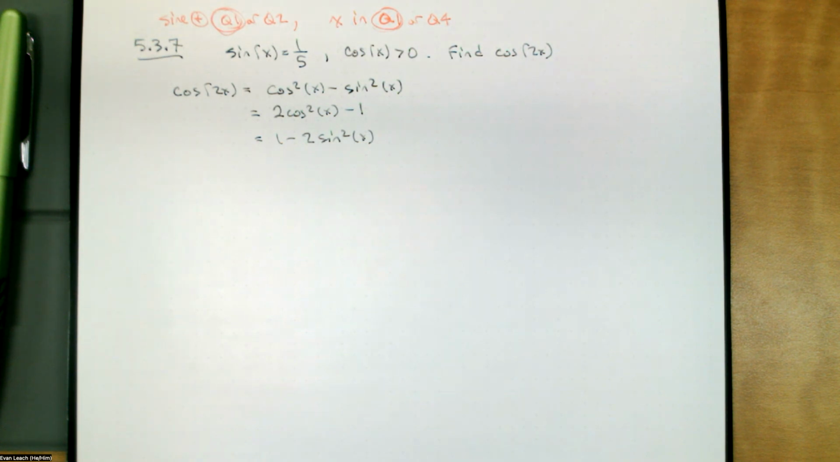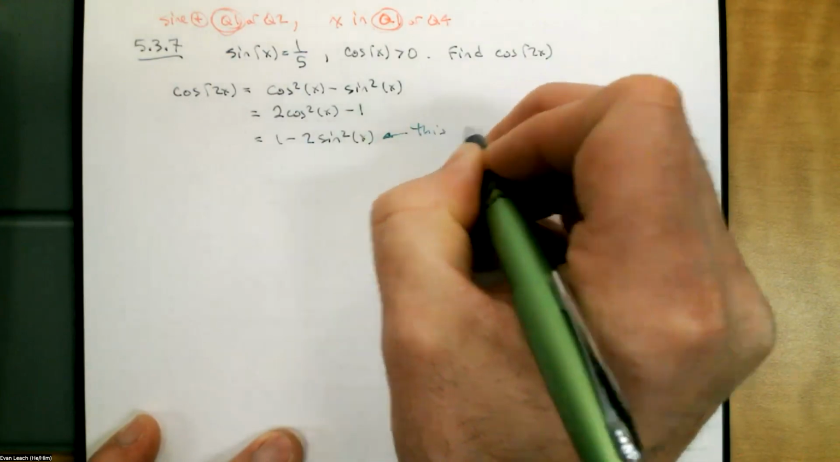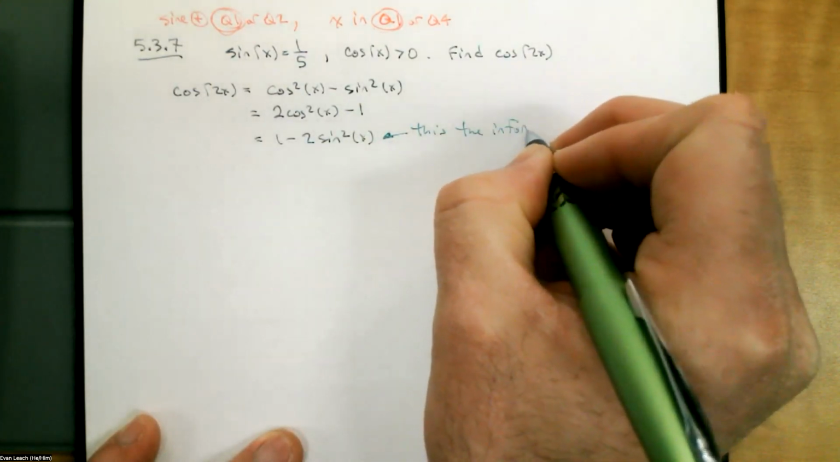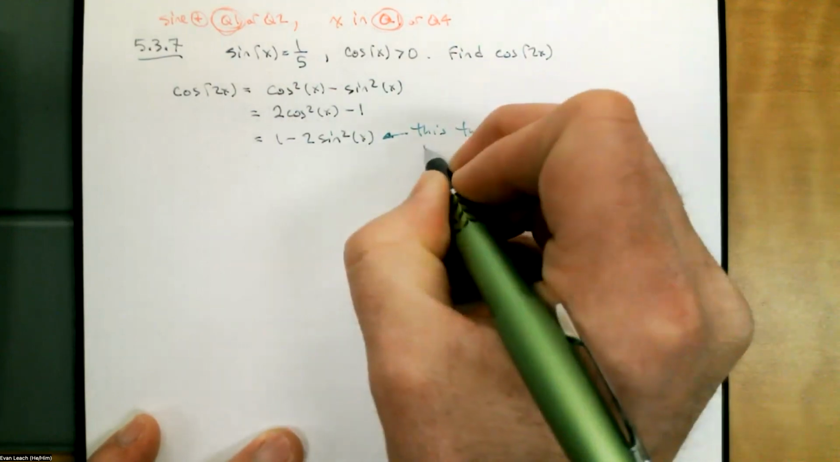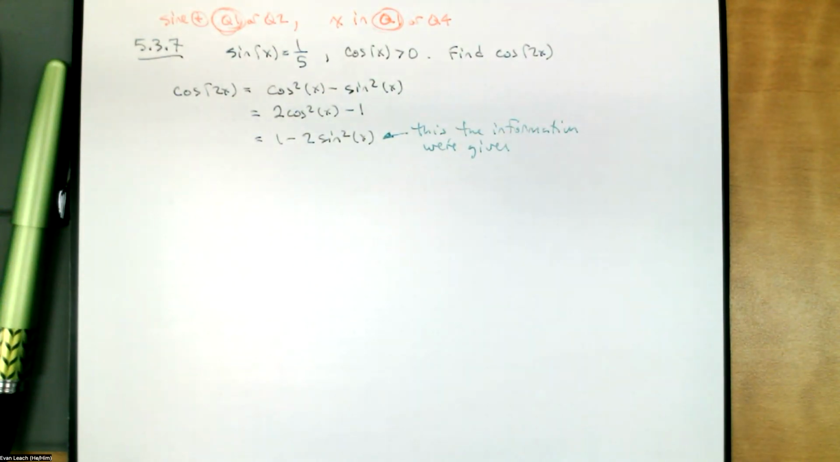We have multiple choices for how we want to get the cosine of 2x. We've got 3 different double angle identities for cosine. Cosine of 2x is cosine squared minus sine squared, 2 cosine squared minus 1, or 1 minus 2 sine squared, all related by Pythagorean identities. Since the information that we have is sine, we want to use the third one. So we're given information on sine, so we should use that one.